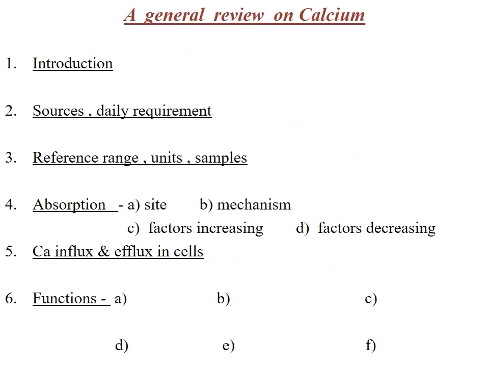Now, before going to the chart proper, let us have a general review on calcium. What is calcium? Calcium is a macro mineral that is required more than 100 mg per day. What is the total content of calcium in the body? 1 to 1.5 kgs of calcium is present in the body. Where is it? Mainly in the bones and only 1% in the extracellular fluid.